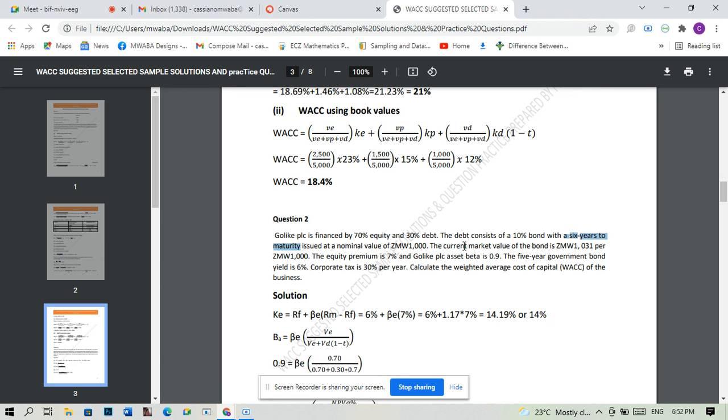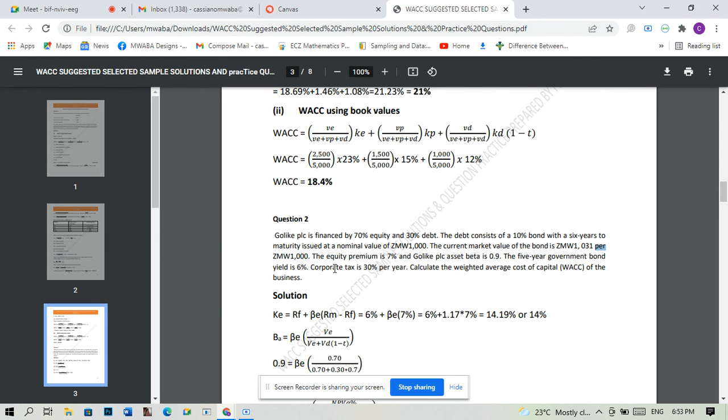The current market value of the bond is 1,031 per 1,000 kwacha. So, as it states here, this is the market price of the bond, which is 1,031, and this 1,000 here represents the book value. As you can see here, it says per. So whenever you see per, just remember that is the book value.